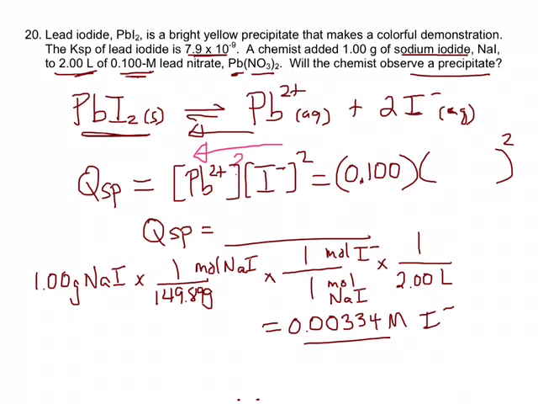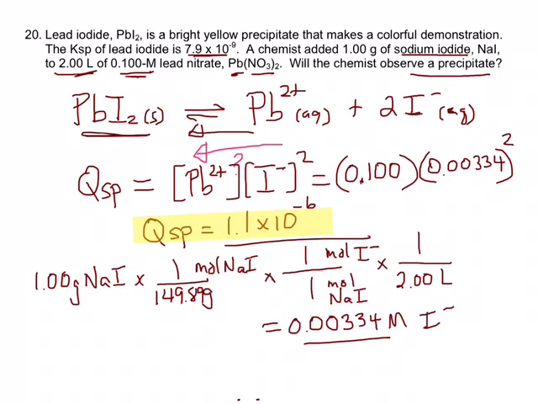So now we can put that into our QSP expression, 0.00334 molarity. We're going to square the iodide and multiply by lead concentration. So 0.00334 squared times 0.1 is 1.1 times 10 to the minus 6. And that's the value we got for Q.